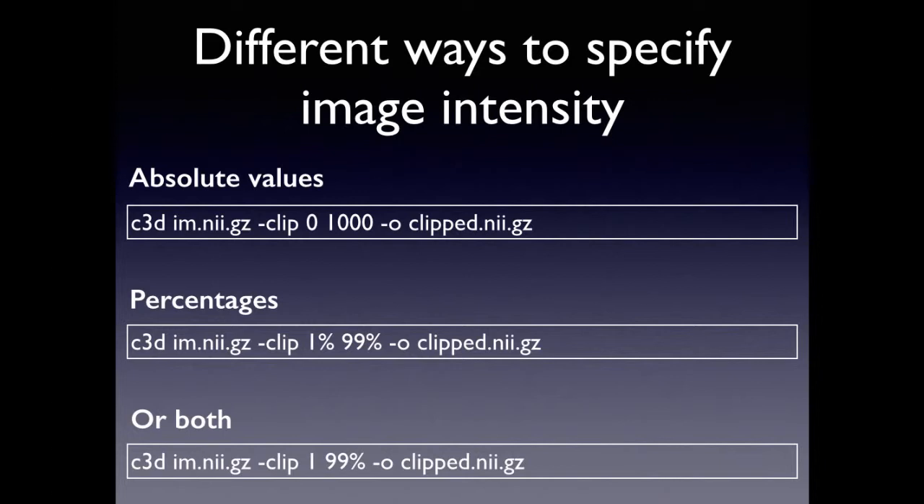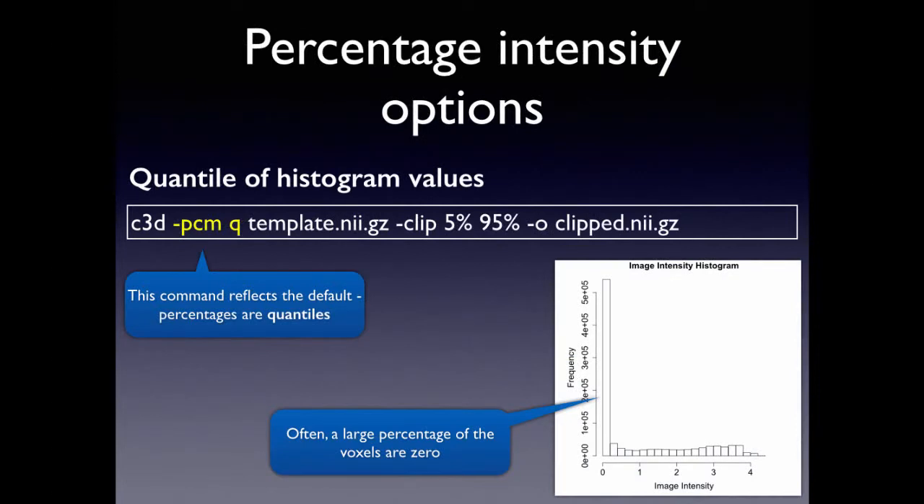We can also specify percentages, which are based on quantiles in the image. So it's based on the image histogram. So we can say clip between 1 and 99%, or we can mix and match both. So there's different percent intensity options. So that means we can change what a percentage means so the default is -PCMQ. You don't have to type that because that's the default. That means quantile.